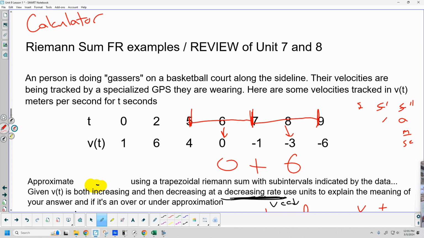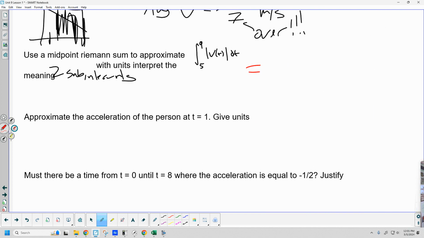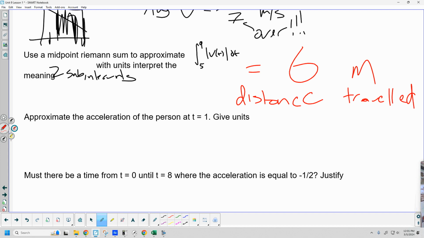Now what is the unit and what is the meaning? What are the units? What is the meaning? Not correct. It's meters, but it's absolute value of velocity. It's +6 meters. It is distance traveled. This is why we took the absolute value of velocity, so we didn't have to worry about negative displacement moving left.